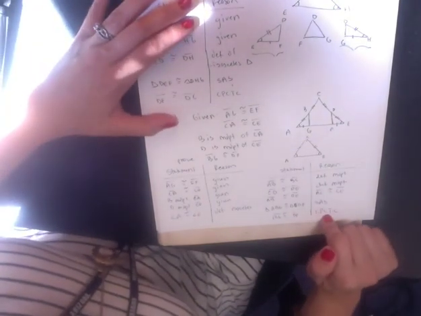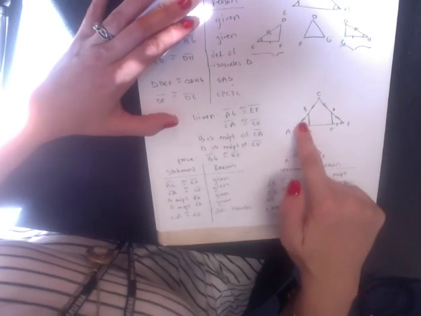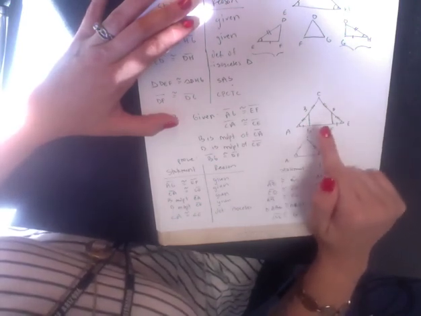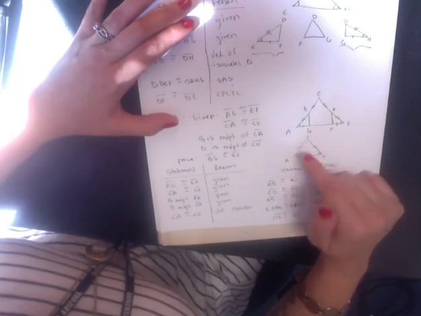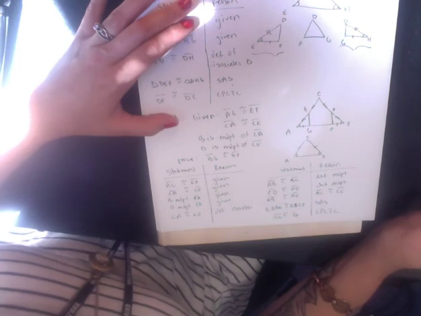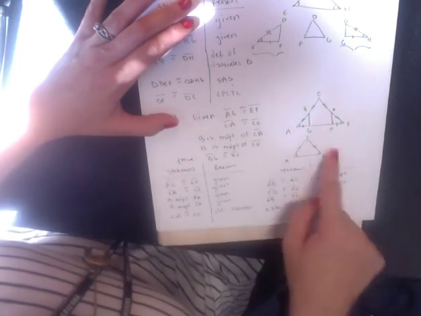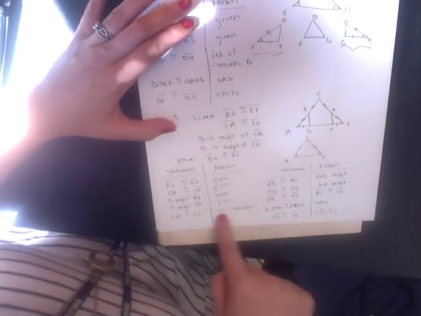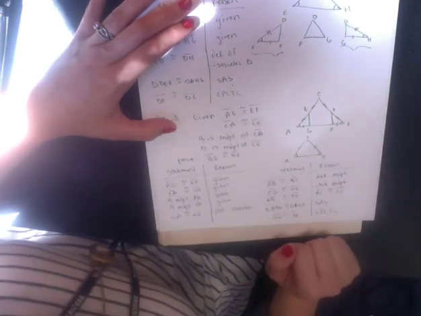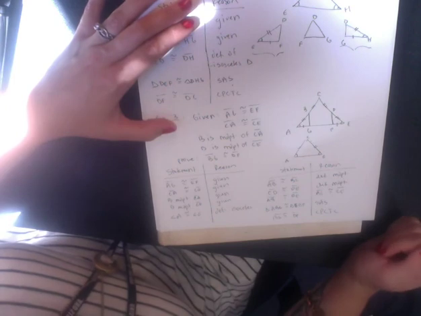CPCTC is going to be your savior throughout proofs, okay? It says congruent parts are congruent, triangles are congruent. If I say these two little triangles are the same, then all of their sides and all of their angles are congruent. I can say that for all things, okay? Proofs are hard because they require you remember the definition of isosceles, the definition of midpoint. All the definitions we've talked so far, you have to remember them and be able to apply them.